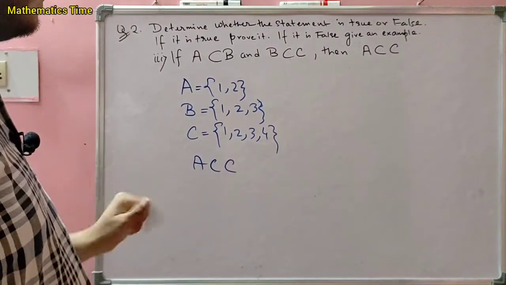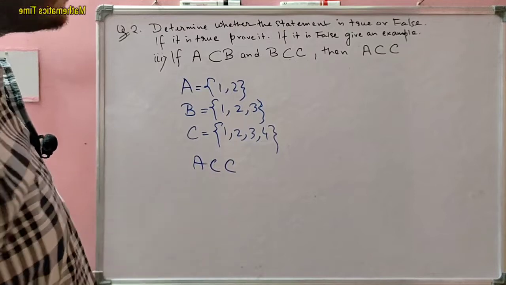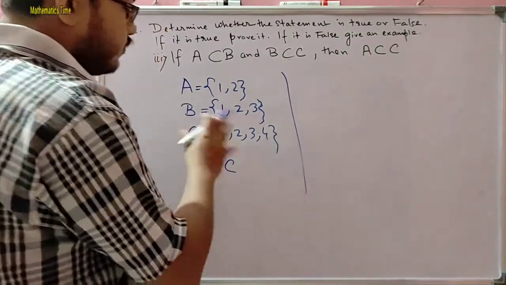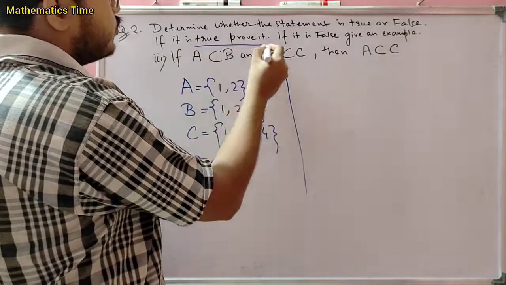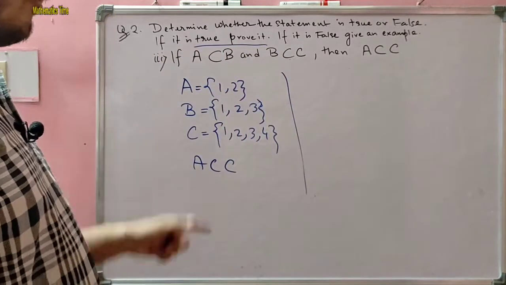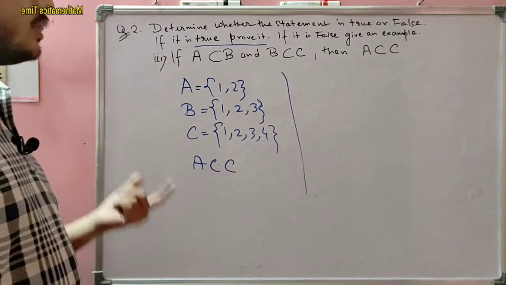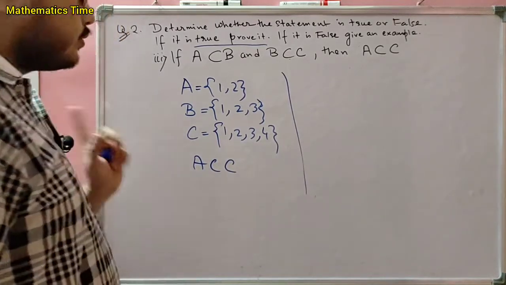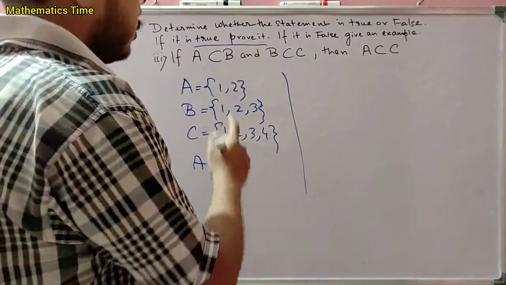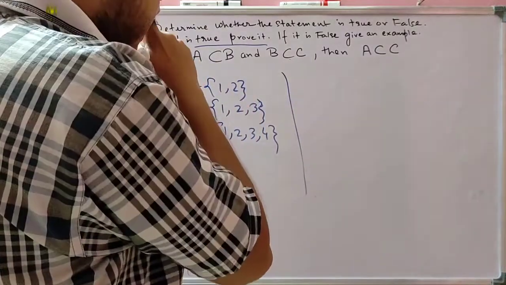But this is just an example. We cannot conclude from the example that the statement is true. Why? If it is true, we have to prove it. For a false statement, we can show only one example that it is false. For a true statement, we cannot just show a single example. We have to prove it in general. So we will be proving it from the definition. What is the definition of subset?